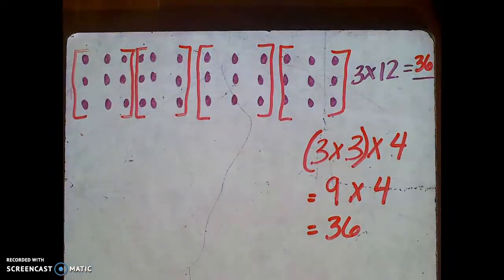Hopefully you guys recognize this problem from the back side of your problem set.